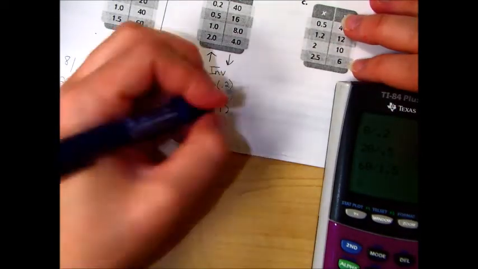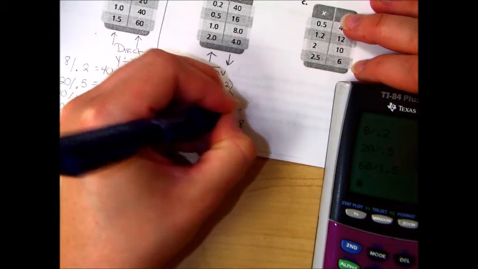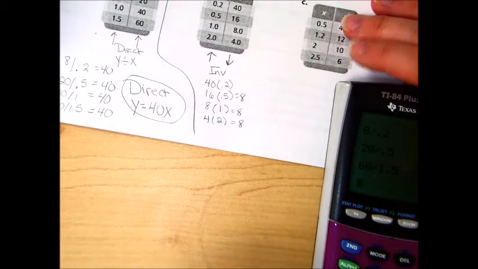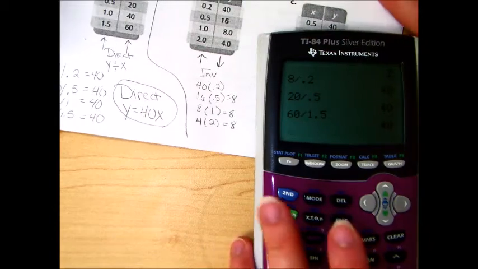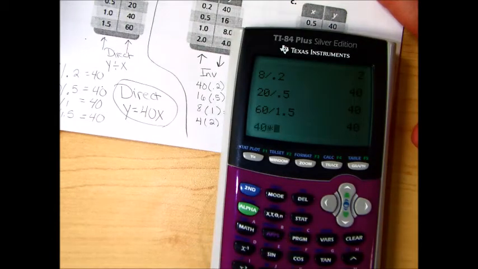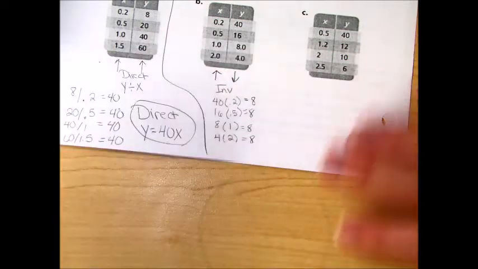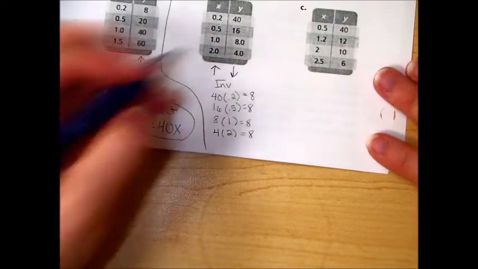Well, I can tell you 4 times 2 is 8. I can tell you these 3 are 8. Chances are 40 is going to be 8 too. Let's check it out. 40 times 0.2, yep, that's 8. Because they all match, it is truly an inverse problem.